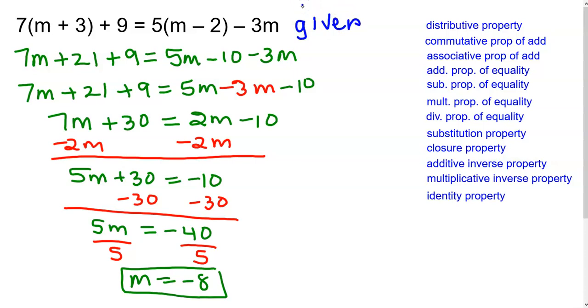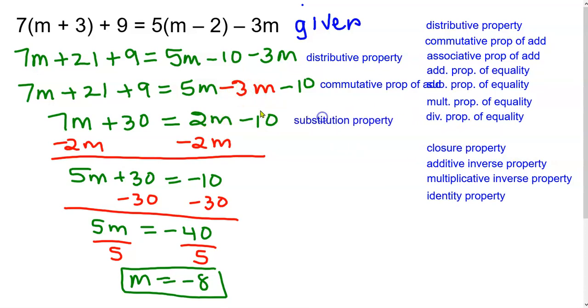So the first line is always our given statement. Looks like I distributed on both sides, so I'm going to pull down distributive property. Looks like nothing on my left-hand side changed, but the order of the items on my right-hand side changed, and that's called the commutative property of addition. Now under there, the 5m and the minus 3m became a 2m, so we're going to call that the substitution property, and the same thing happened on the left. 21 and the 9 became a 30.